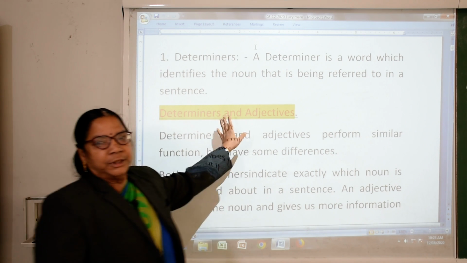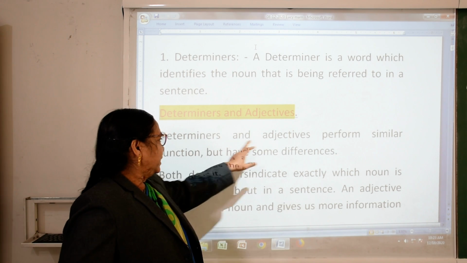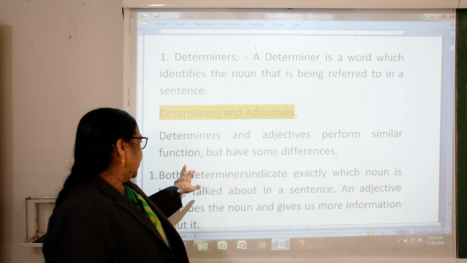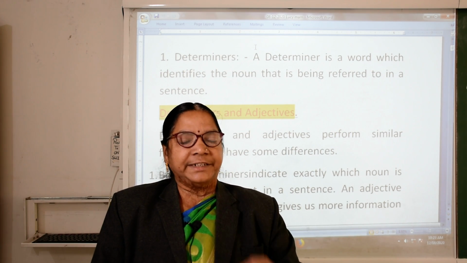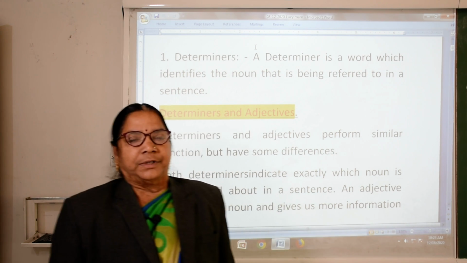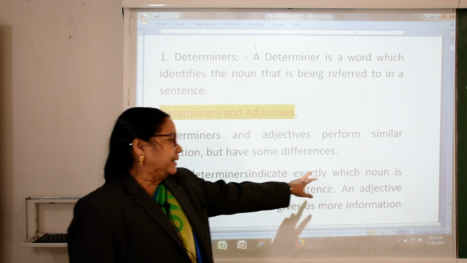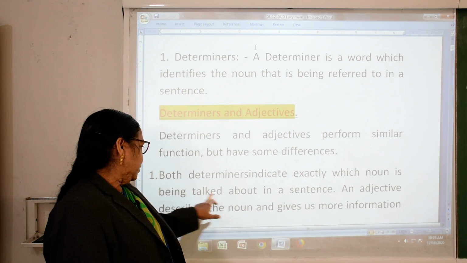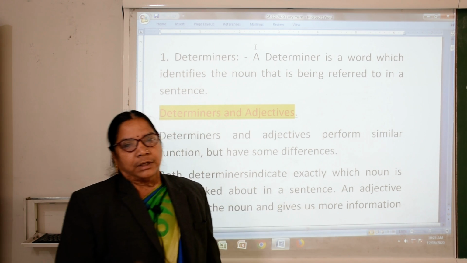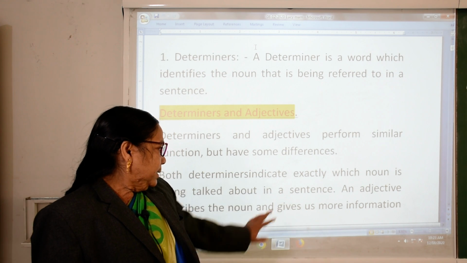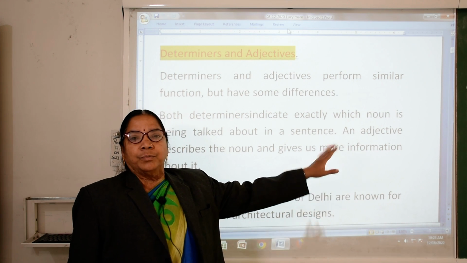Difference between determiners and adjectives. What is the difference between a determiner and an adjective? Determiners and adjectives perform a similar function, but they have some slight differences. We will see how they are different. Both indicate which noun is being talked about in a sentence. A determiner refers to a particular noun, but an adjective describes the noun and gives more information.